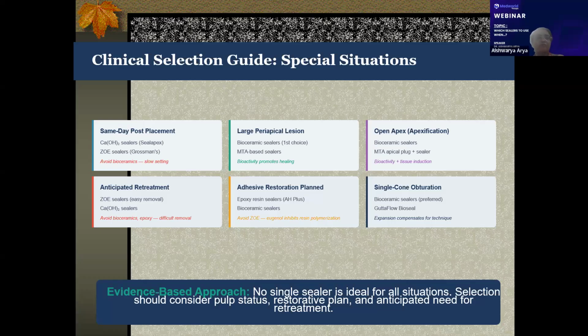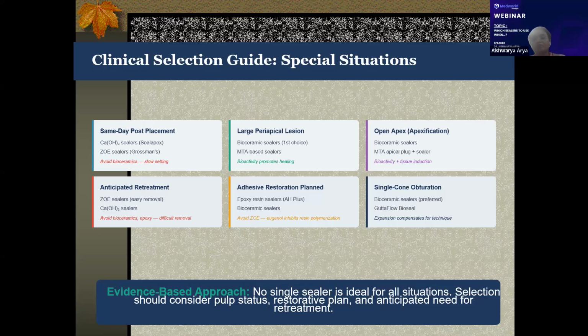Next is when we anticipate that we might have to go for a retreatment case. In those cases, please do go for zinc oxide sealers. Do not go for bioceramic sealers, because bioceramic sealers are very, very difficult to remove. The next would be the adhesive restoration plan. If you have an adhesive restoration planned, avoid zinc oxide sealers. You can go with epoxy resin sealers, that is AH Plus sealers, specifically in your anterior cases, and bioceramic sealers.